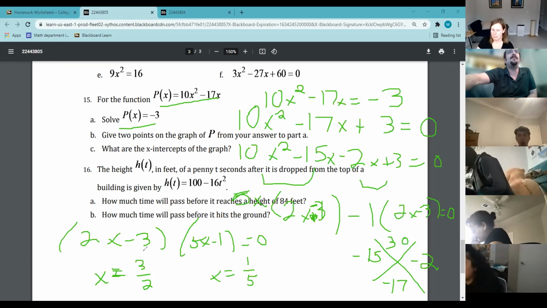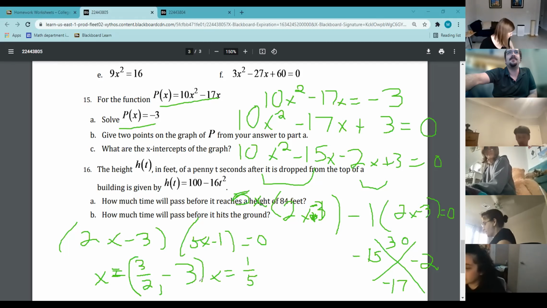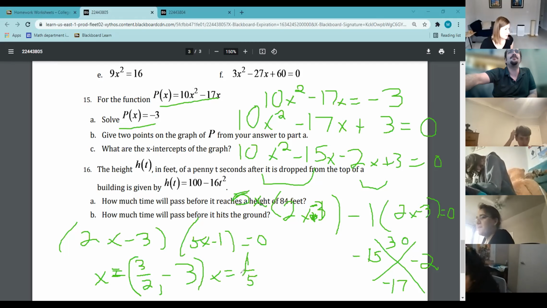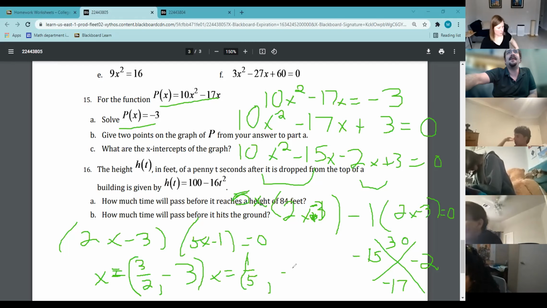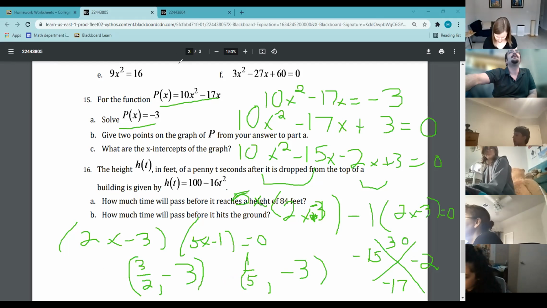And so what are my points? My x is 3/2, and the other one is 1 over 5, and my y is -3 because we already have our y. We take our x solution and pair it back with the y that we had previously. I don't think we need to draw the graph.